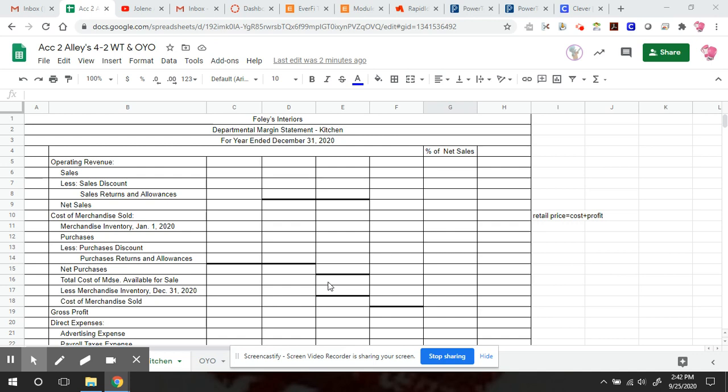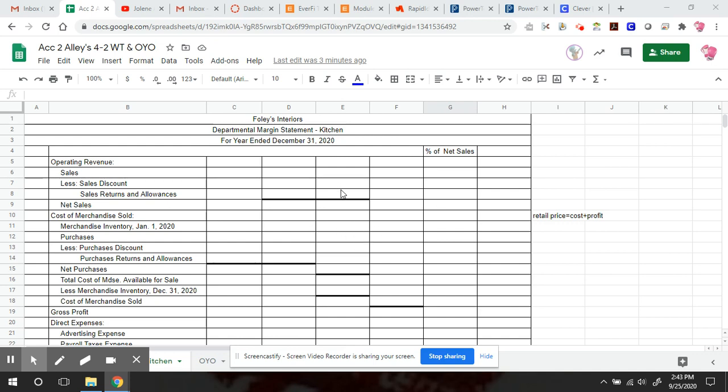One of the things we have to do is figure out the percentage of net sales for the different dollar amounts that we come up with, and we're going to follow straight by the book. This is the kitchen, 4-2, Work Together. My tabs at the bottom show the bathroom, the kitchen, and On Your Own, so you can keep working on it if you want to.